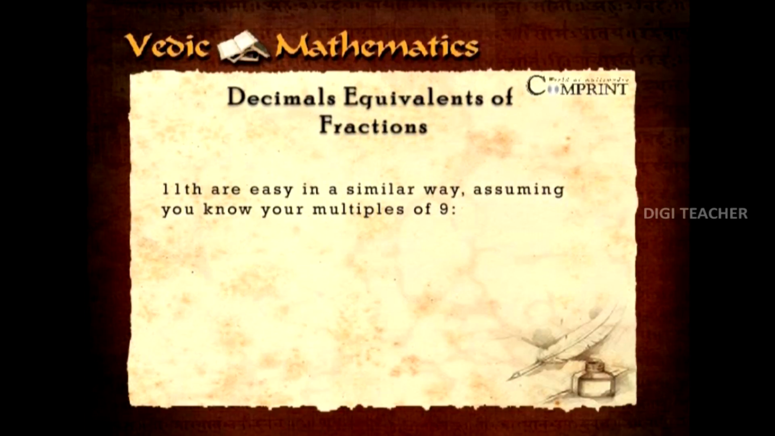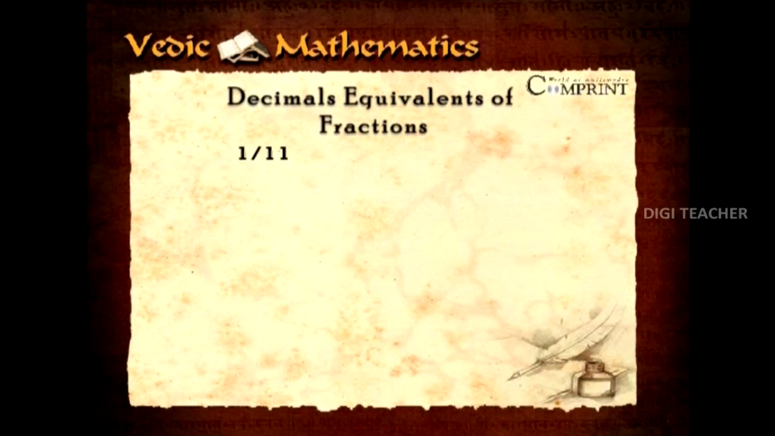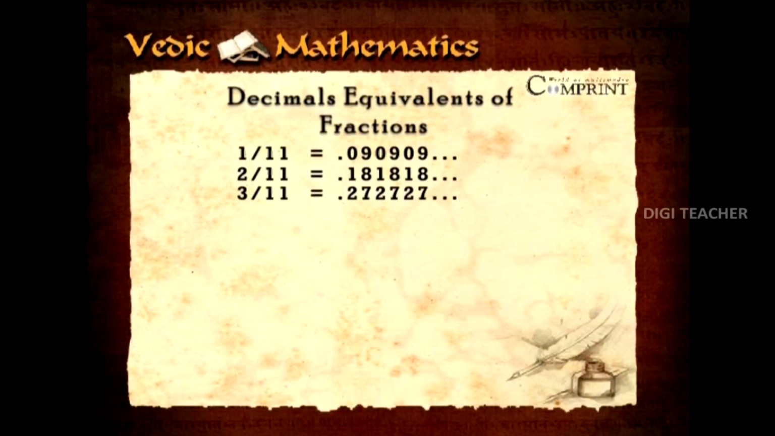Similarly, the 11s are easy, assuming you know your multiples of 9. For instance, 1/11 equals 0.09, 09, 09 and so on. 2/11 equals 0.18, 18, 18 and so on. 3/11 equaling 0.27, 27 and so on. 4/11 equaling 0.36, 36 and 36 alike.